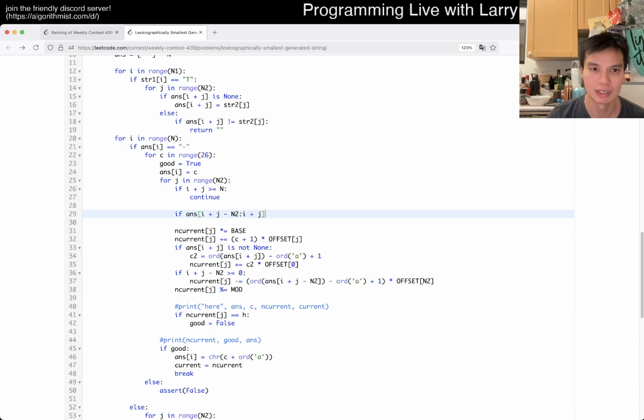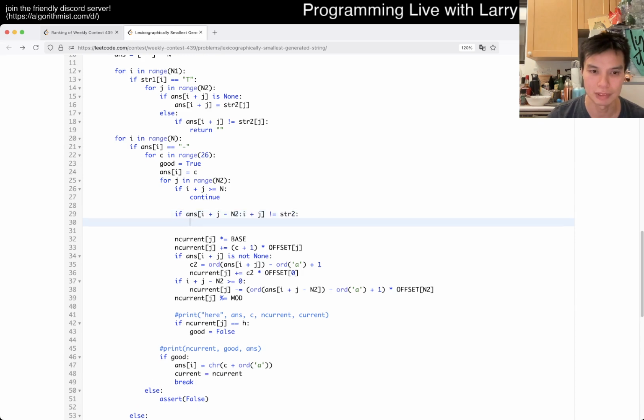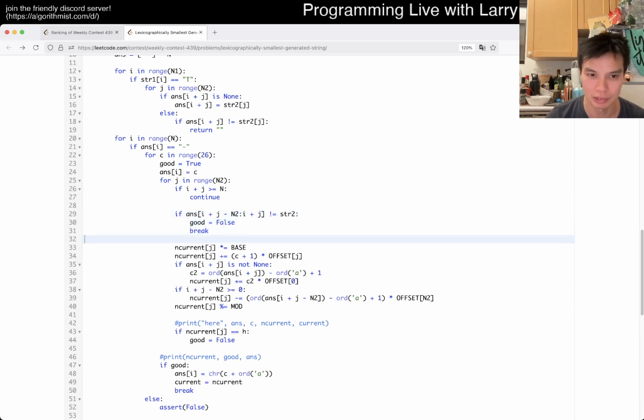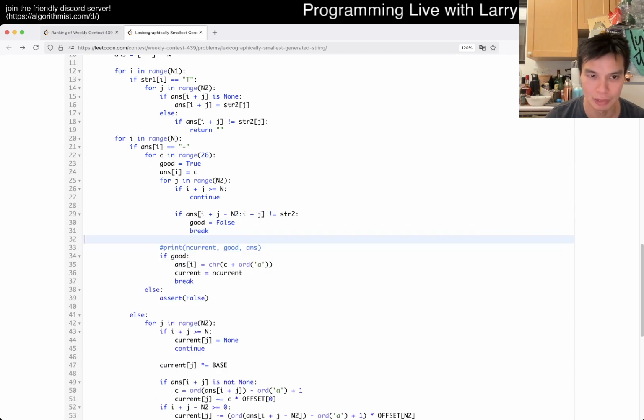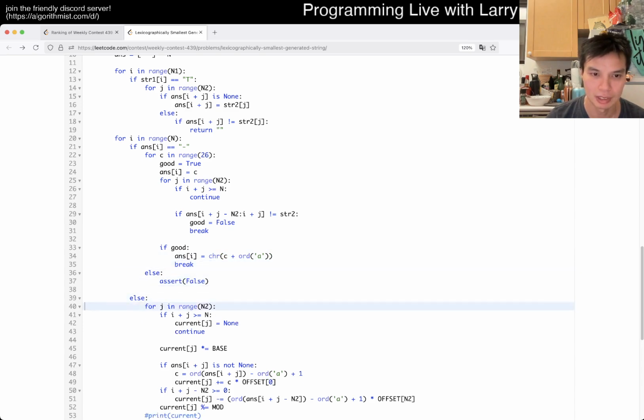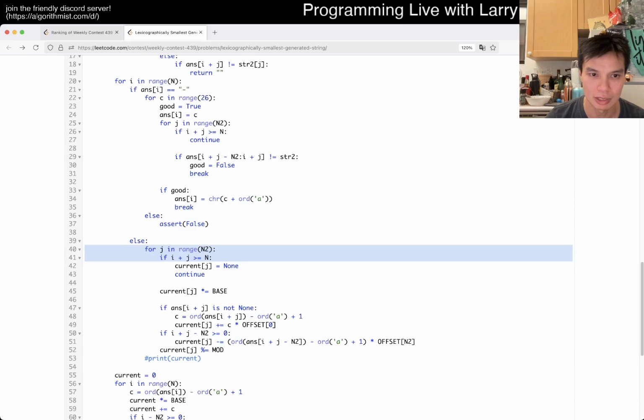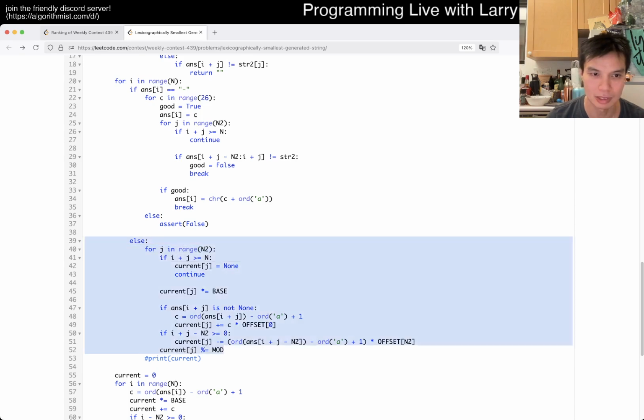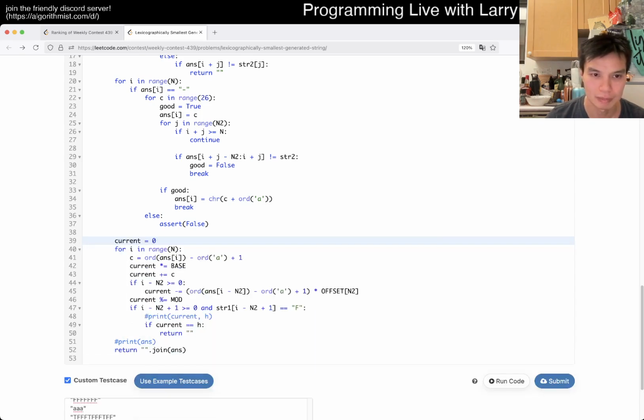Maybe off by 1. If this is not equal to string 2, then good is equal to false. We break, so we don't have to update these anymore. Yeah, and then we're good. Otherwise we break and we keep going. Okay, and here again we don't need to do any of this actually, so we just kind of continue, right? And then here we just kind of double check.